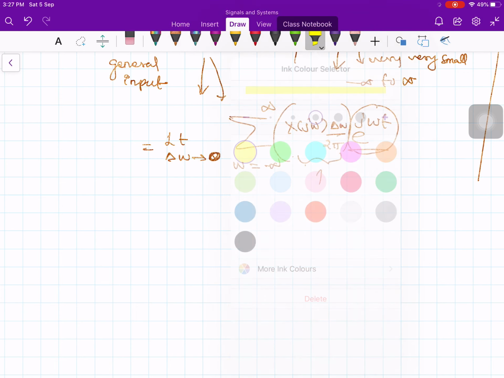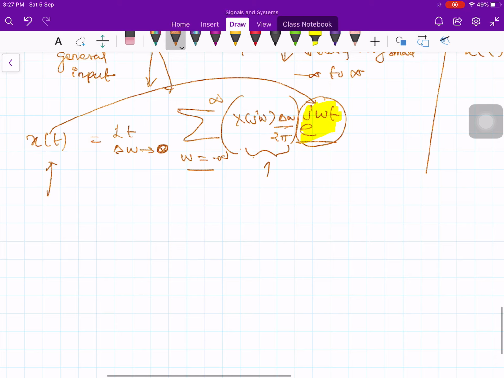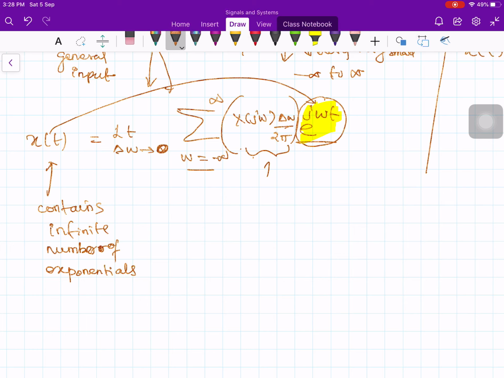This is of the form x e to the j omega t. Now in the left hand side I have x of t. Now this x of t contains many inputs, because omega runs from minus infinity to plus infinity. So I have infinite number of exponentials. So this x of t contains infinite number of exponentials. And each exponential has its corresponding coefficient density, x of j omega times delta omega by 2 pi.